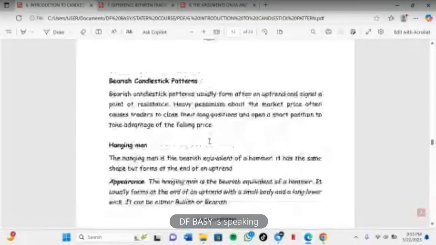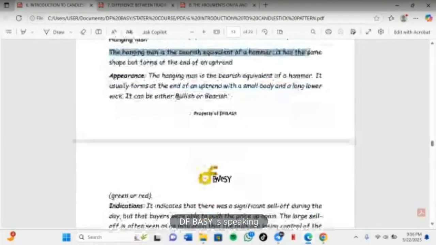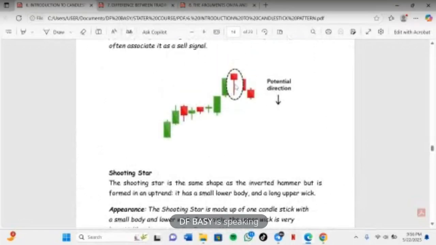Then for the bearish candlestick patterns, we have the hanging man. The hanging man is the bearish equivalent of the hammer. The only difference is that for the hammer, it has to be a bullish candle, that is a green candle. But for the hanging man, it has to be red. So you know how a hammer looks, as I showed you. Instead of being bullish, that is green, it's now red. Once it's red, call it hanging man.